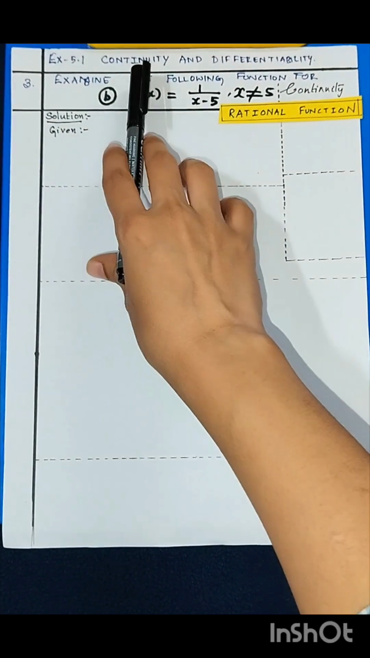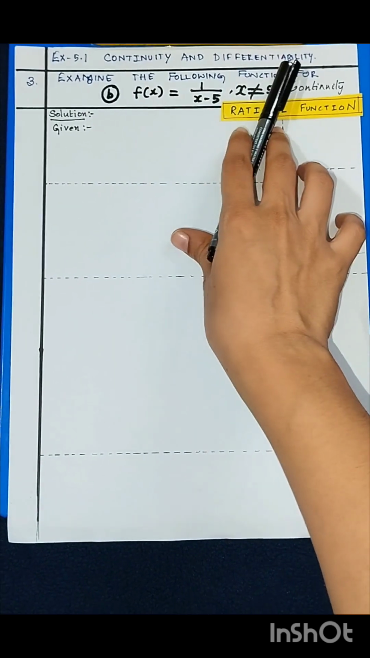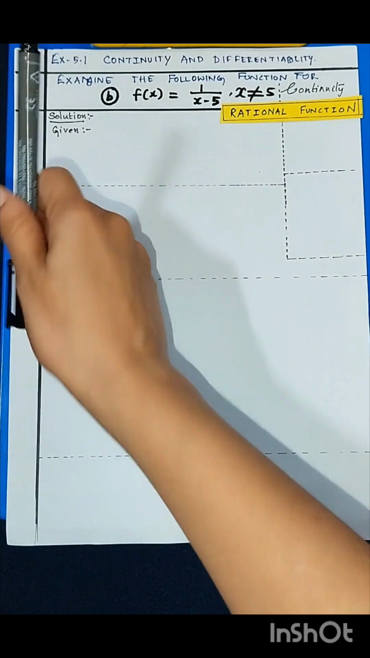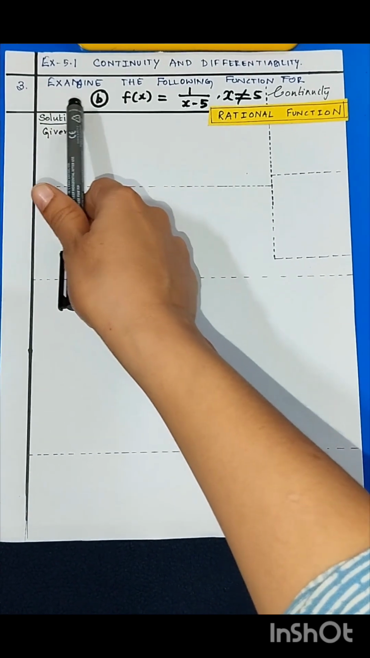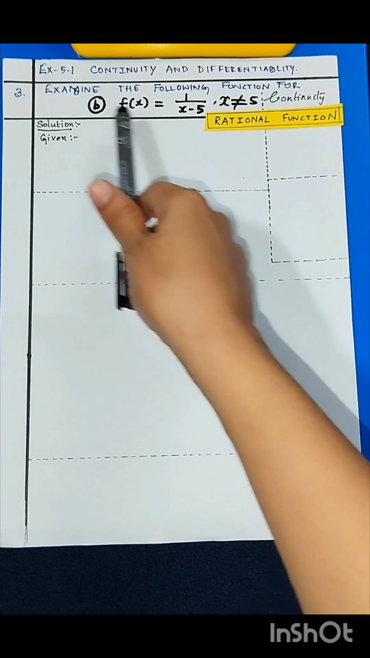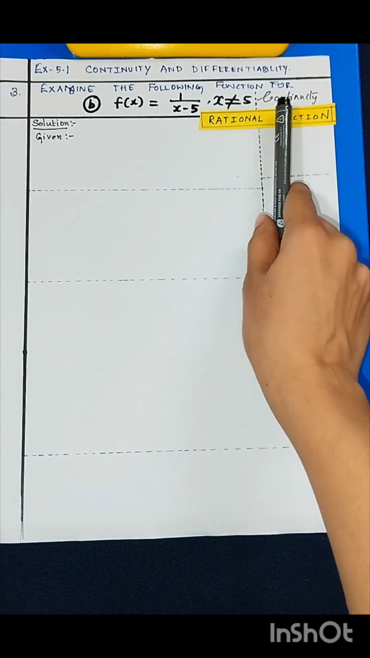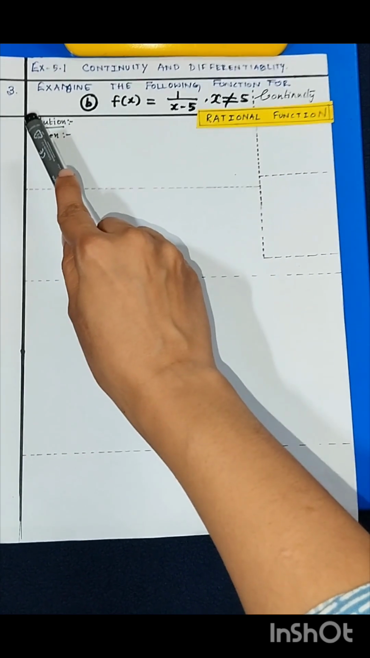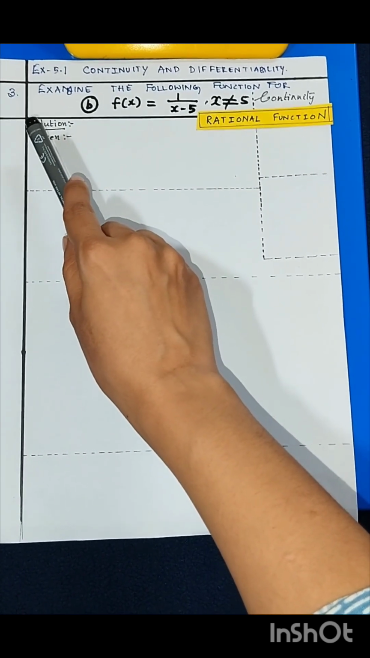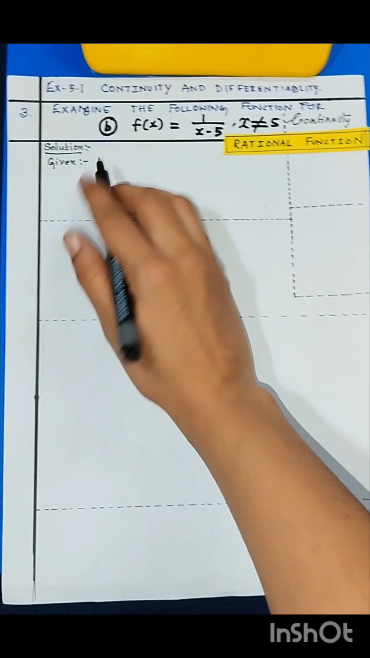Class 12, Chapter 5, Continuity and Differentiability, Exercise 5.1, third question. Examine the following function for continuity. So they have given a function, we have to check its continuity. This is sub-question B. The sub-questions A and D I have already solved in the previous video. Let us solve.